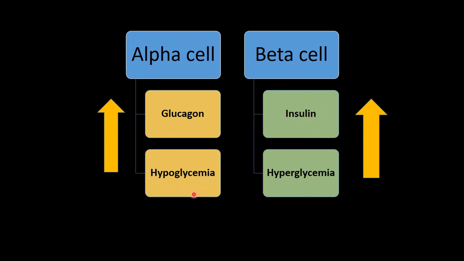Coming to the hypoglycemic condition, it is due to our low blood glucose level, and the hormone which comes into play is released by our alpha cells. Both of these are released from the pancreas, which is an endocrine gland, and also a heterocrine gland, a type of mixed gland.